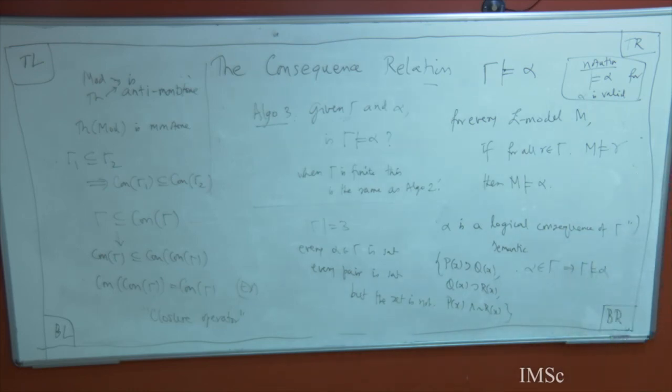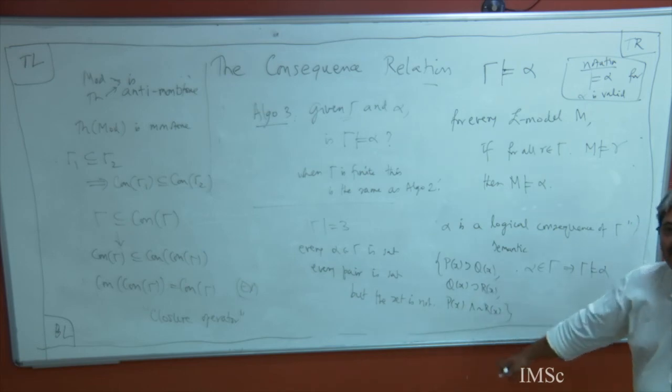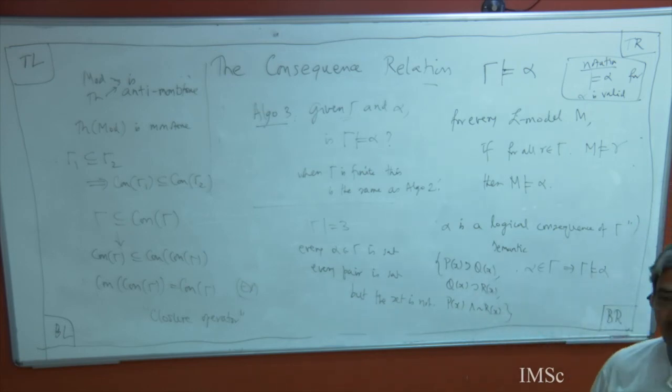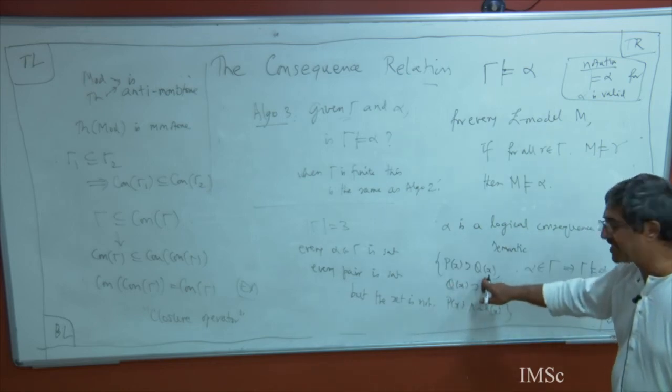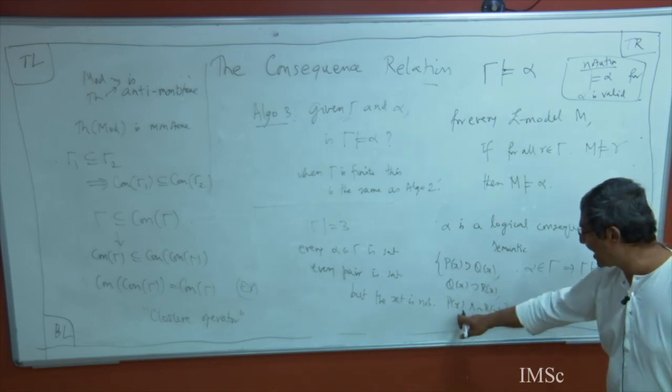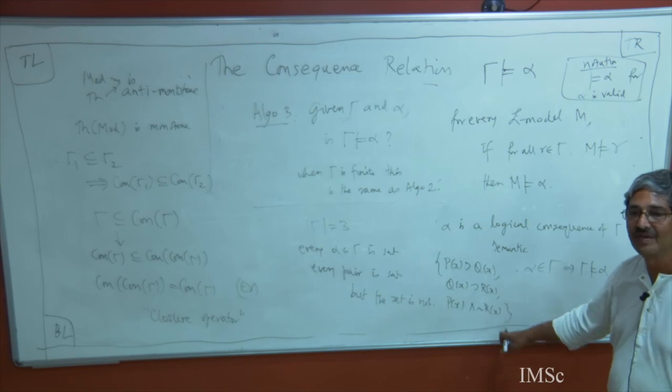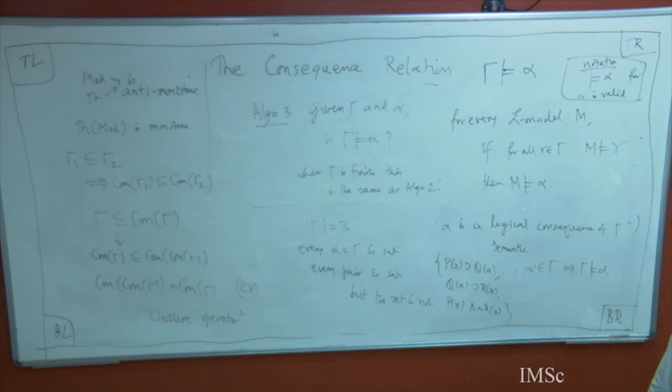Now check that any pair is satisfiable. If I take any pair, it doesn't matter. Supposing I want to make Px implies Qx true and I want to make Px and not Rx true, what should I do? Make P true for a particular element, P true, Q true, but not R. That will take care of it, and so on.